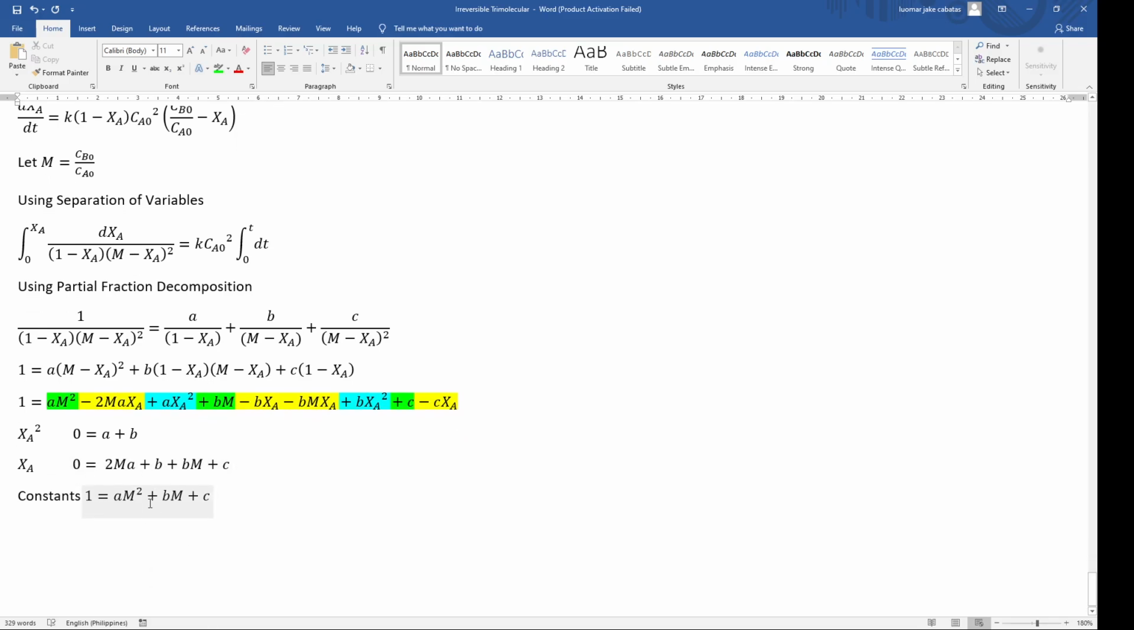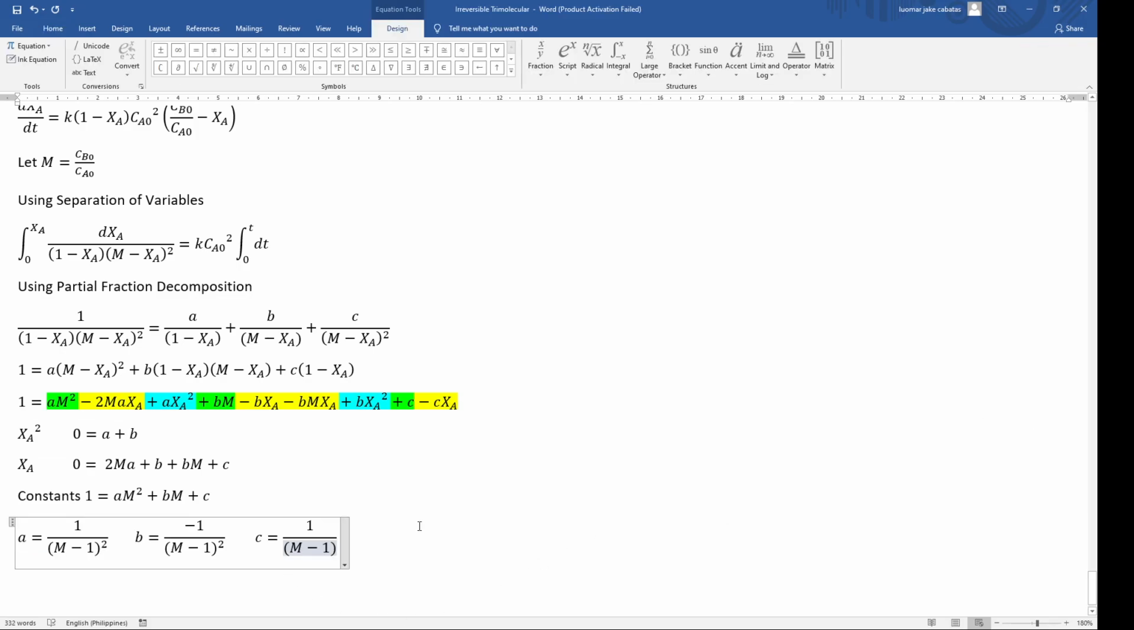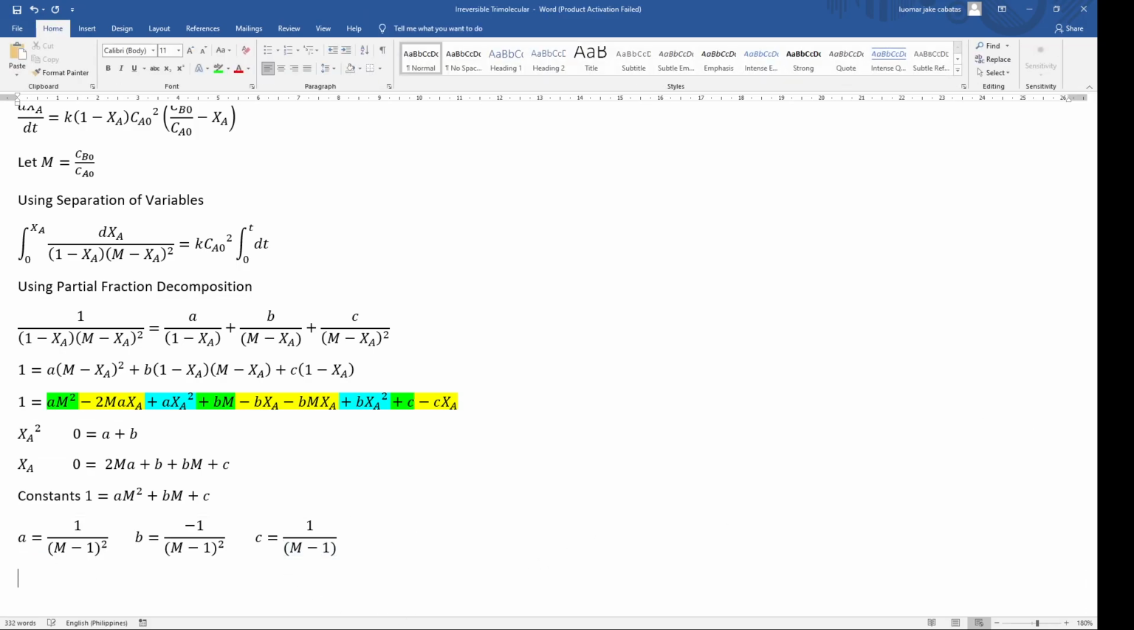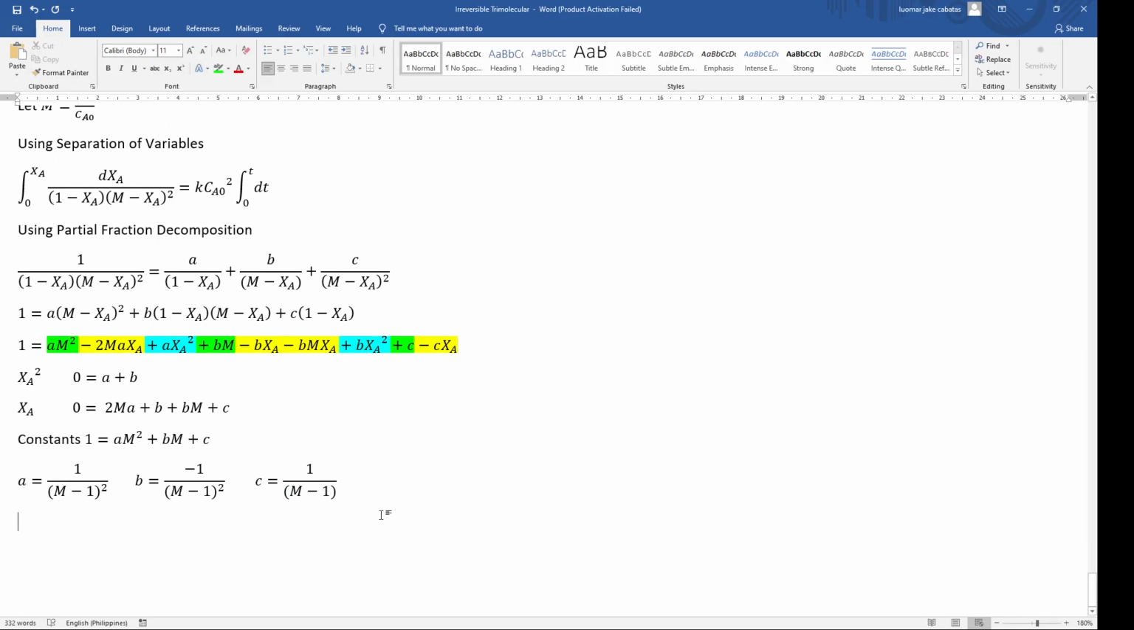So we have three equations, three unknowns. So solving for the unknowns, we have A, B, and C. After solving simultaneously, we get these values for the constants. So what we need to do now is input them all back to the equation.